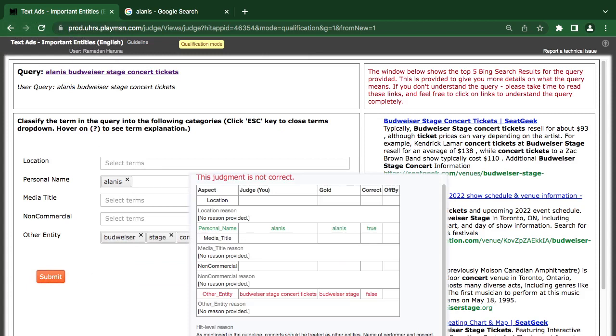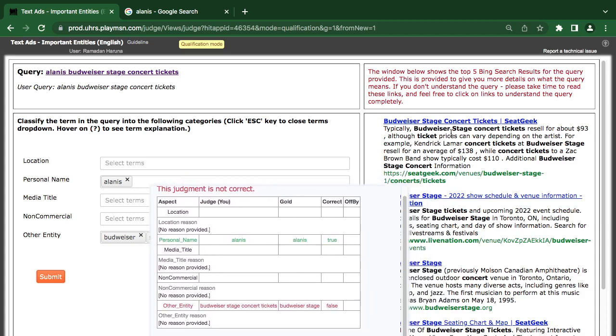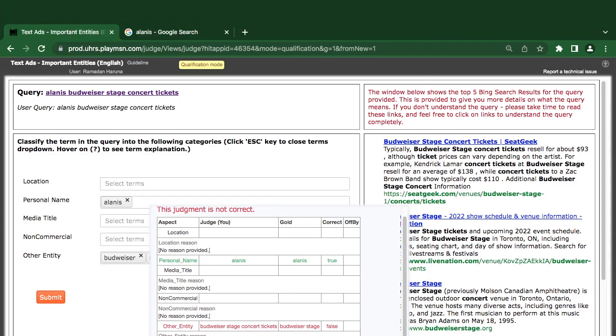We failed it. Okay. Budweiser Stage, as mentioned in the guideline, concert should be treated as others. Name of performer and concert. So we got the name right. Concert. This is the name of the concert. Budweiser Stage is the name of the concert.